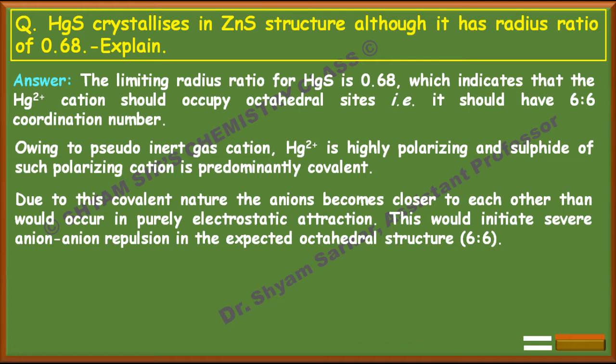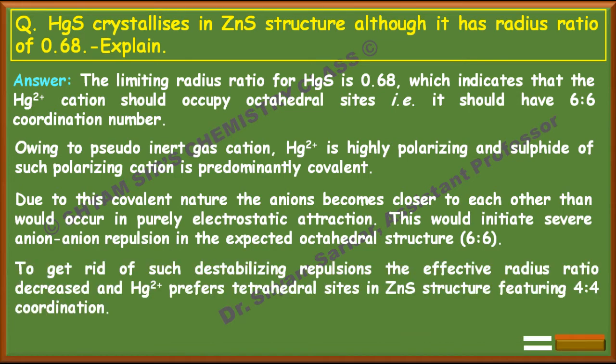So that's why this is not stable. To get rid of such destabilization, the repulsion, the effective radius ratio decreased and Hg2+ prefers the tetrahedral site in ZnS structure featuring 4:4 coordination number, and this is the reason they form ZnS structure rather than NaCl structure. So this is the reason, because of covalency, they are just getting rid of this destabilization, that means getting rid of anion repulsion, so they are forming this type of ZnS type structure.